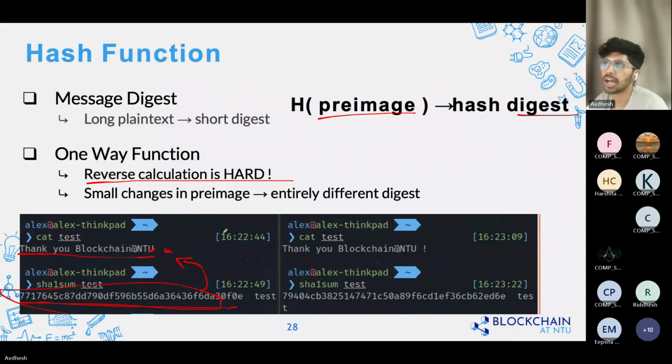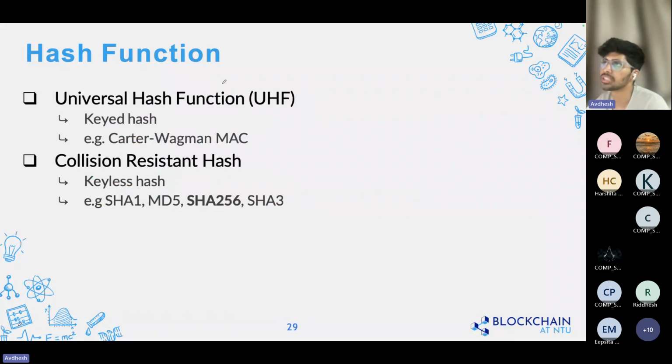And yeah, so there are two types of hash functions in cryptography. There are multiple, but for the case of this lecture, we are just going to stick with two main ones. The one is UHF, which is universal hash function, that is key hashed. I don't want to go into this. It's a bit complicated, so we'll just skip this. UHF is called MAC, and the second one is collision resistant hash.